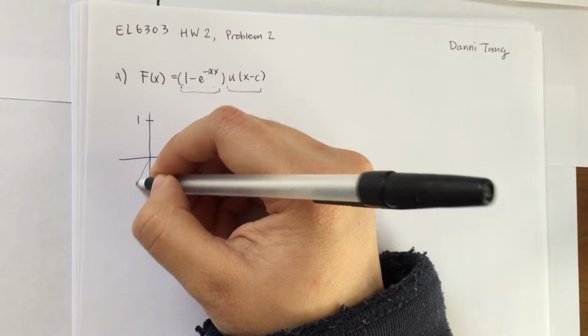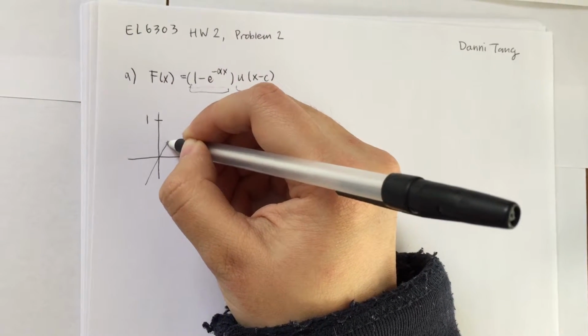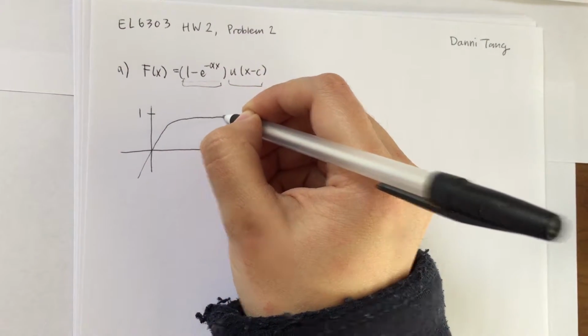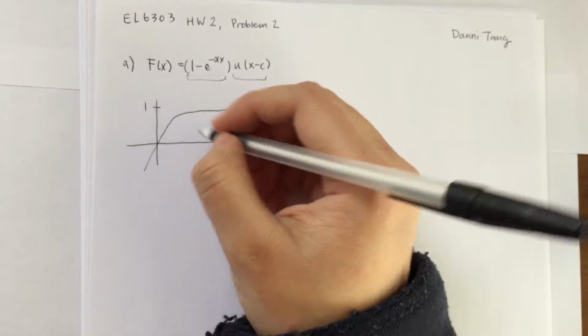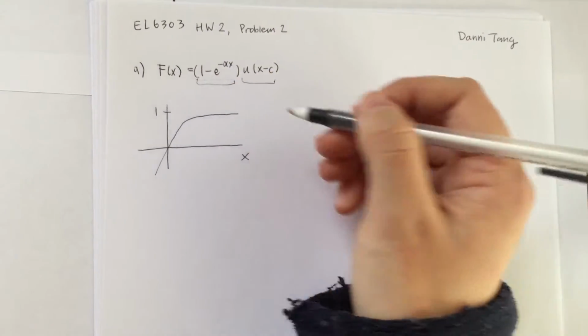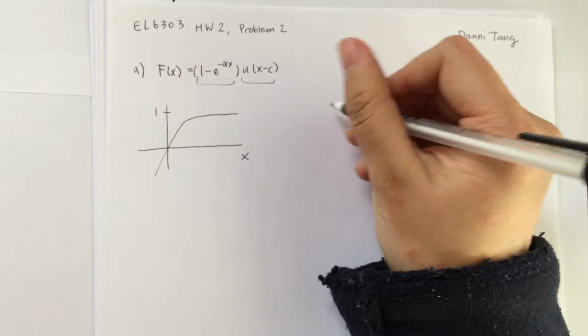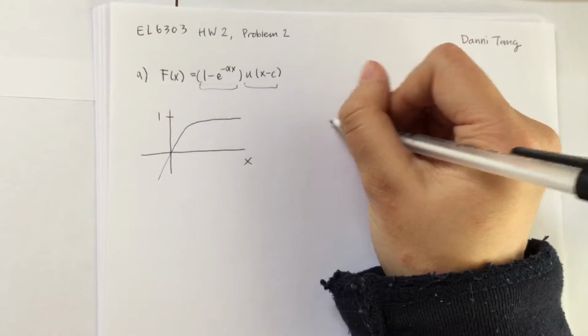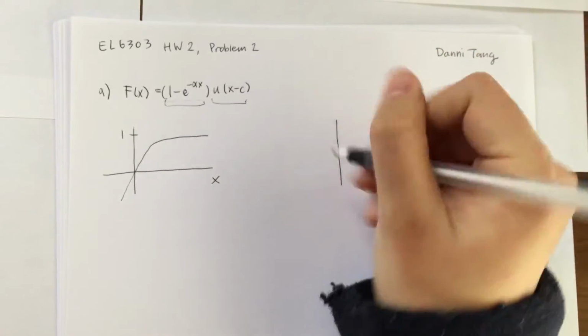When x is less than 0, it's negative. When it's positive, it goes to 1 as x goes to infinity. So this is what 1 minus e to the negative alpha x looks like. And then we look at the unit step but shifted by c.